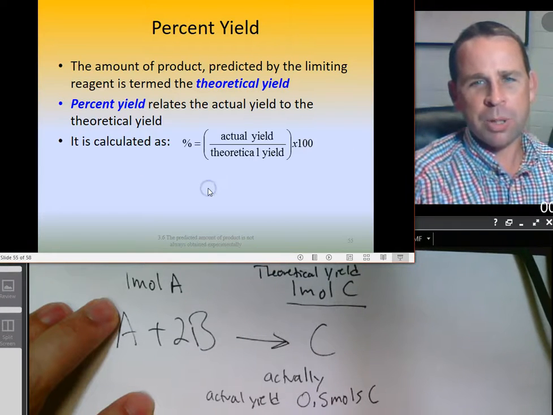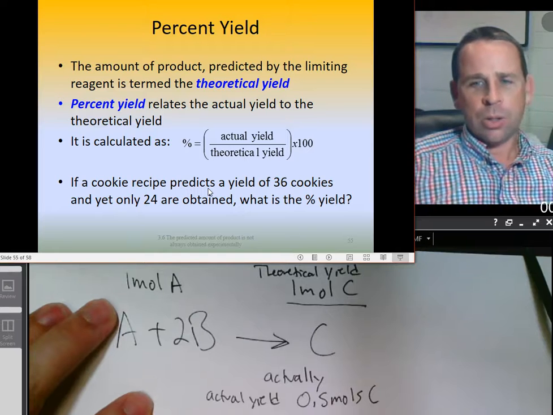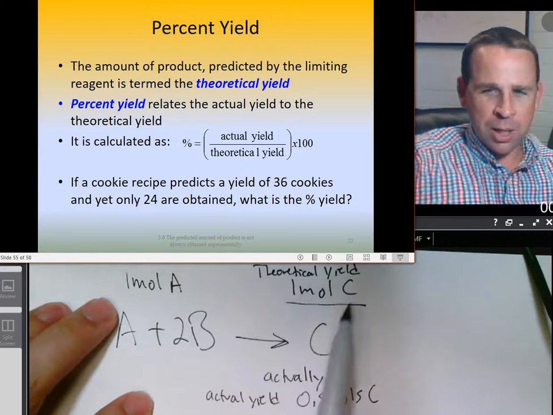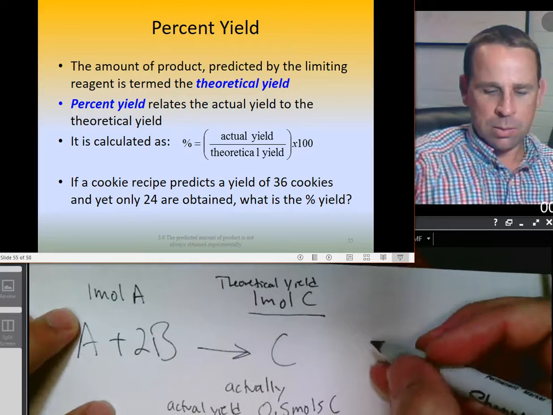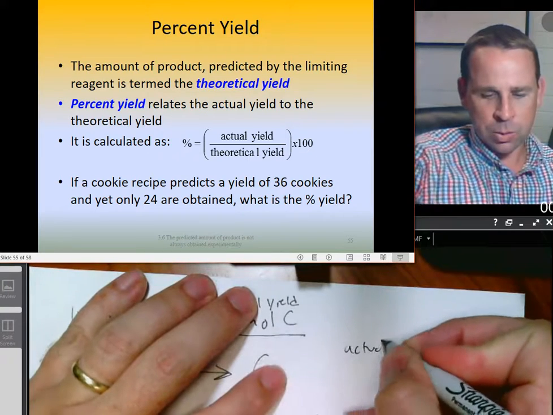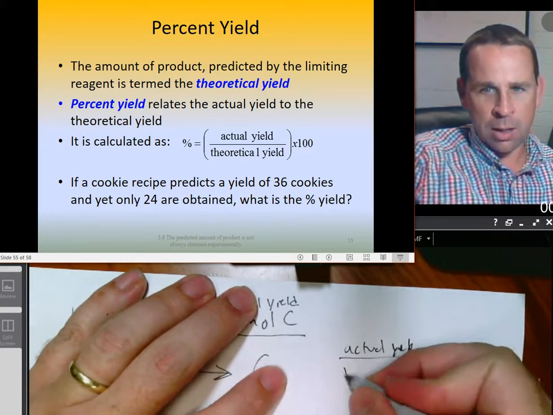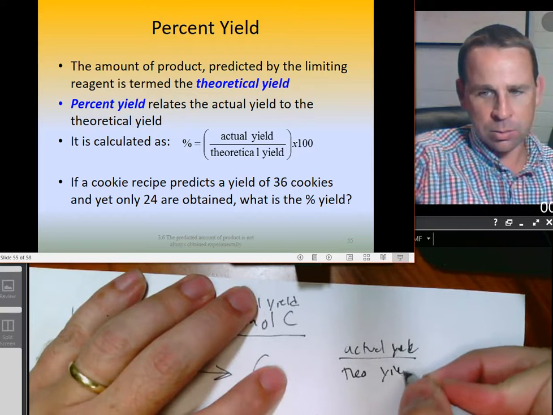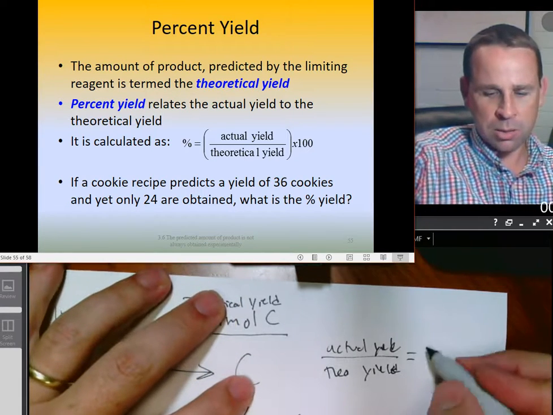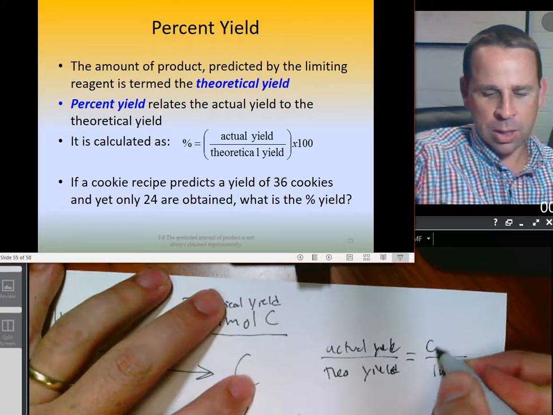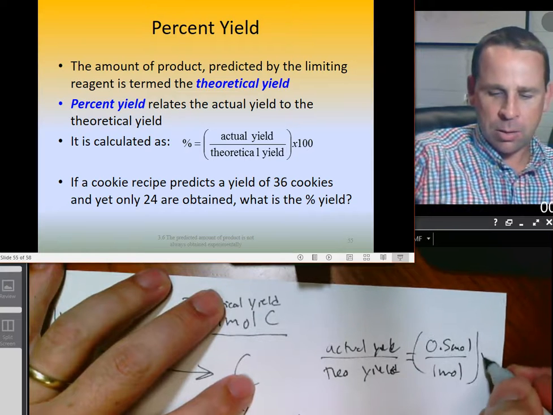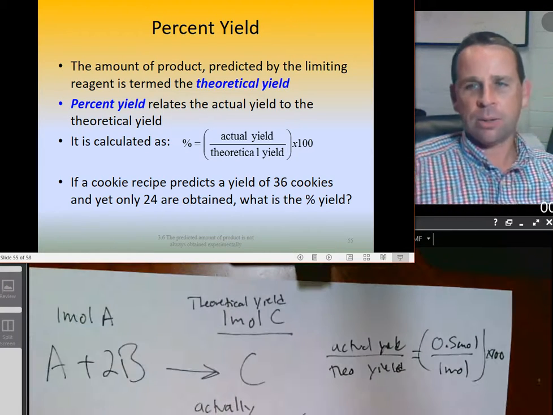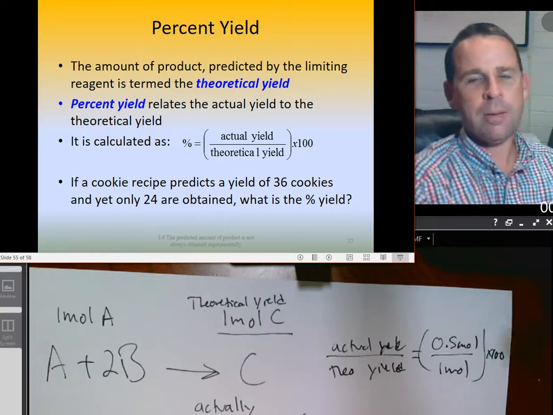Okay, so if we look at this actual yield idea, we can also get what's called the percent yield. I was supposed to get 1 mole, and I ended up getting a half mole. That's my actual yield. So my percent yield would be my actual yield over my theoretical yield. I was supposed to get 1 mole. I actually only got 0.5 moles. And then if I multiply that by 100, I can call it percent yield.